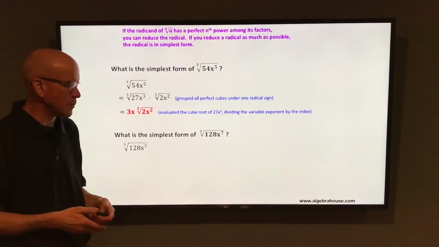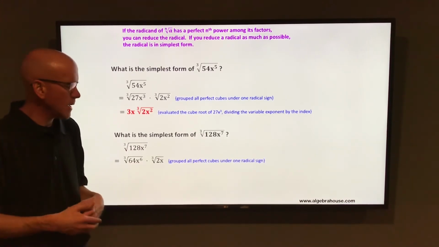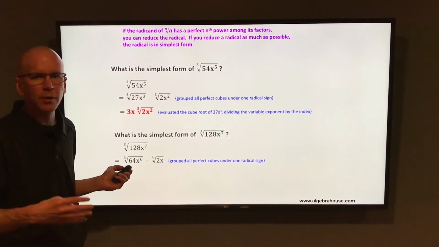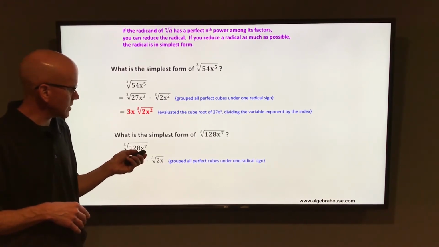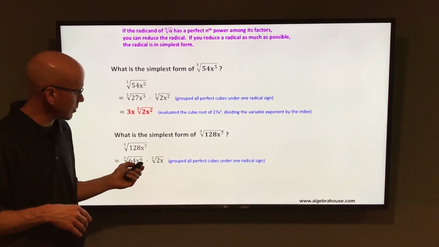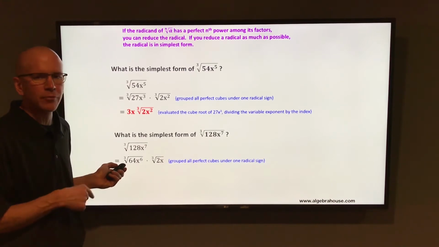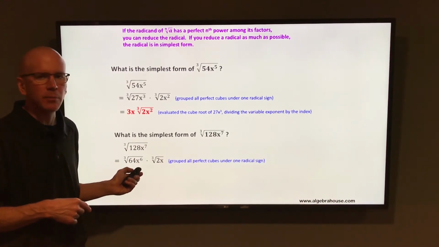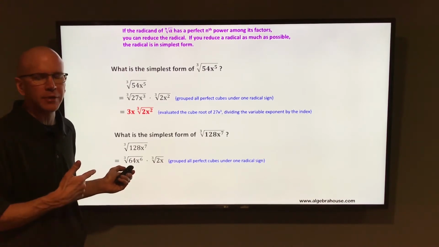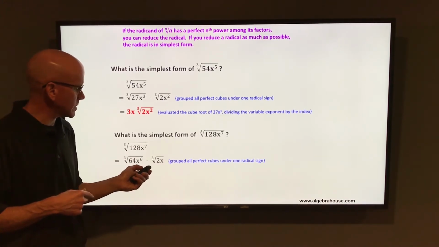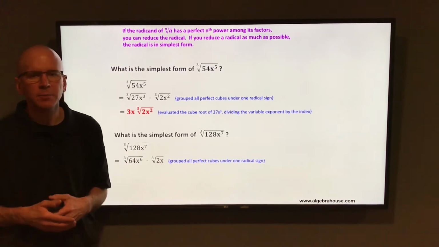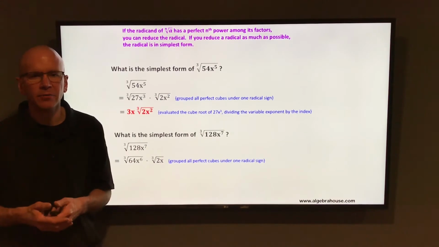So for the 128, we're going to break that into the cube root of 64 and the cube root of 2. 64 is a perfect cube. The cube root of 64 is 4. And then for the x to the 7th, we're going to break that into x to the 6th and x, because the exponent of 6 there is divisible by that root of 3. That means that is a perfect cube. So again, 64 and 2 for the 128, because 64 is a perfect cube. And then x to the 6th and x, breaking that x to the 7th down, because x to the 6th is a perfect cube, because the 6th is divisible by 3.